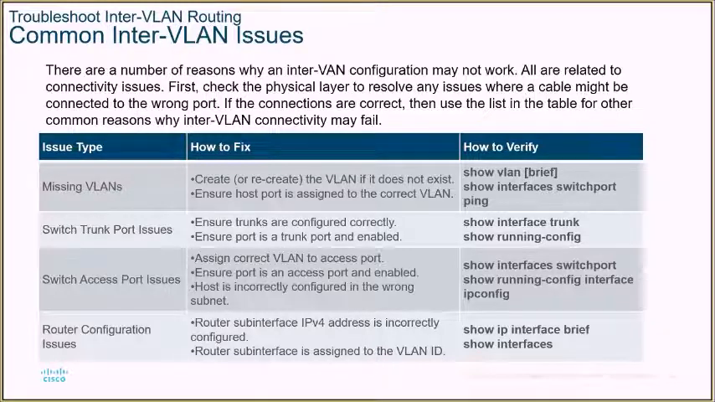Switch trunk port issues. Again, in that diagram you had earlier, you needed two trunk ports, one between the two switches, and another between that core switch and the router. Switch access port issues: they have to be assigned to the right VLAN, and of course the right host has to have the right addressing. And then router configuration issues: the subinterfaces and/or IP addresses are wrong.